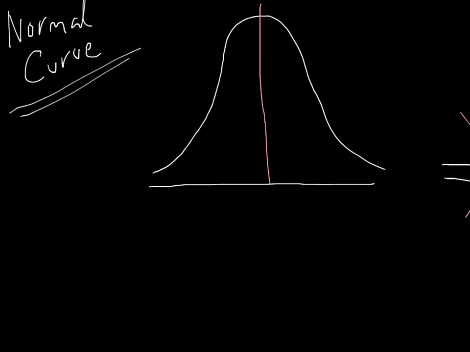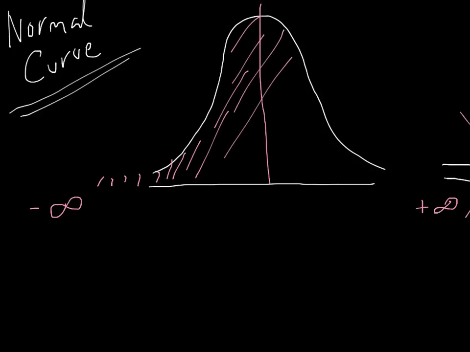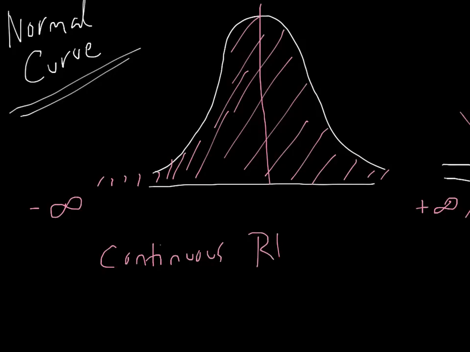The total area under the curve from negative infinity to positive infinity is 1. An area with continuous random variables, which we've discussed. A continuous random variable is something we measure. With a continuous random variable, area equals probability.